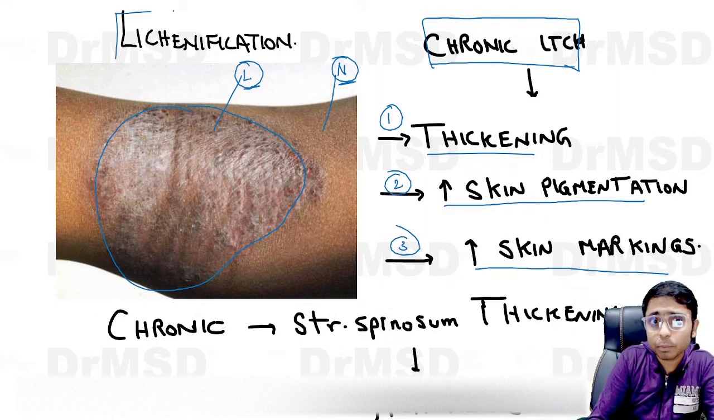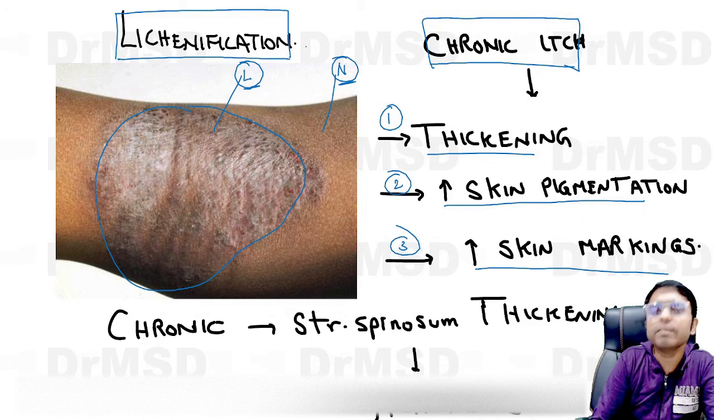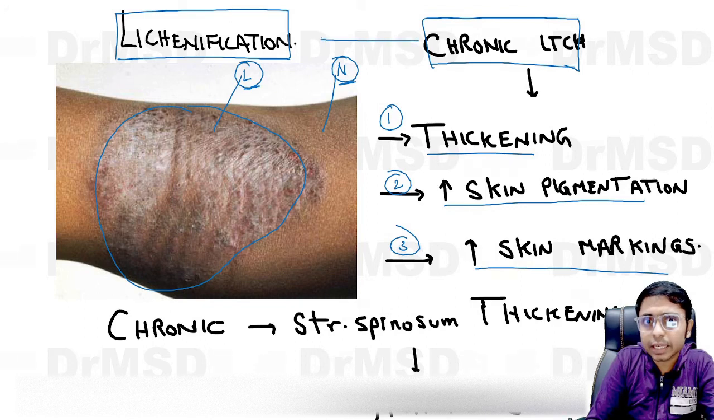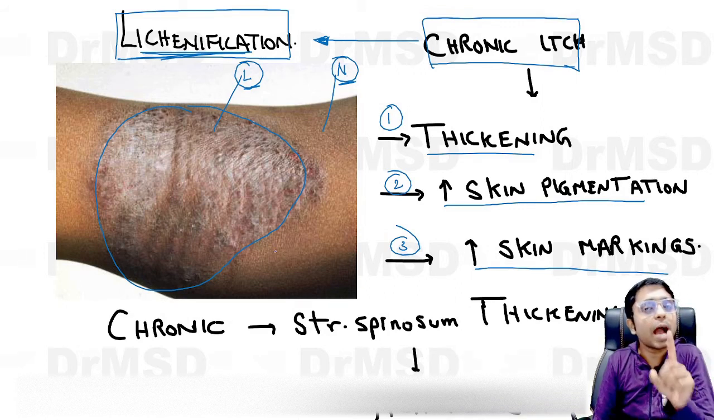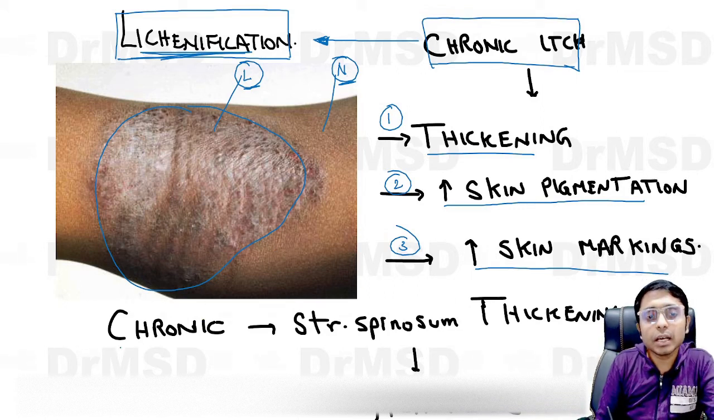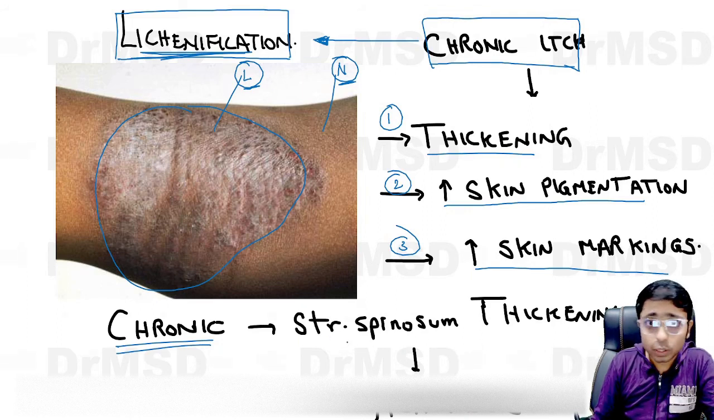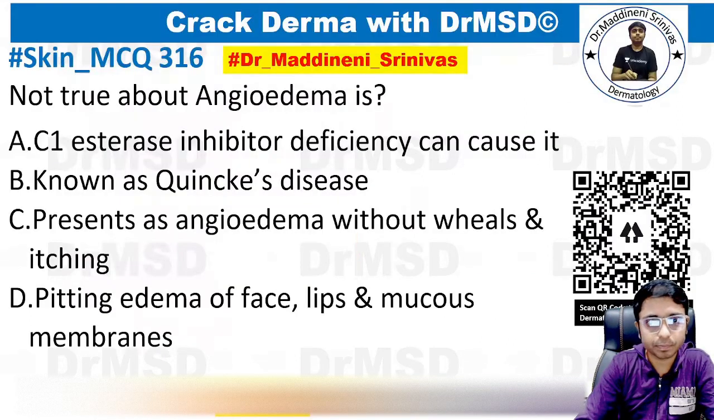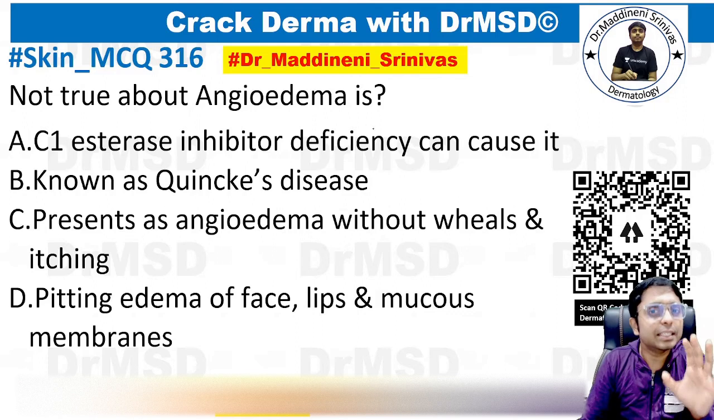These three put together are called lichenification, and this is in fact a safety mechanism of the skin, because the patient is chronically scratching the skin, to prevent any unnecessary damage it will mount this protective response in the form of lichenification. And if you do a biopsy from this chronic eczematous lesion, we don't get to see spongiosis, which was predominantly seen in acute eczema. Now we are going to see a thickening of the stratum spinosum, which is called acanthosis.